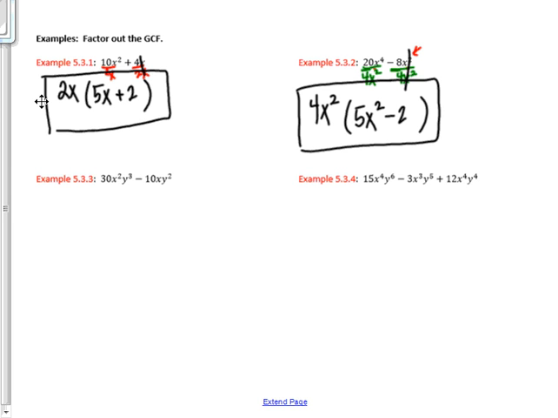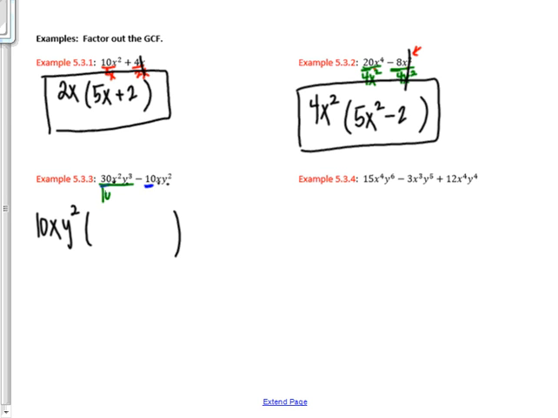Alright, moving on. 30 and 10. What's the biggest number besides 1 that goes into 30 and 10? That would be 10. Alright, let's look at our x's. Do they both have them? Yes, I can take out 1. And y's, do they both have them? Yes, take out the smallest amount, so that's 2. Alright, so that's what I'm taking out. Let's divide everybody by that.